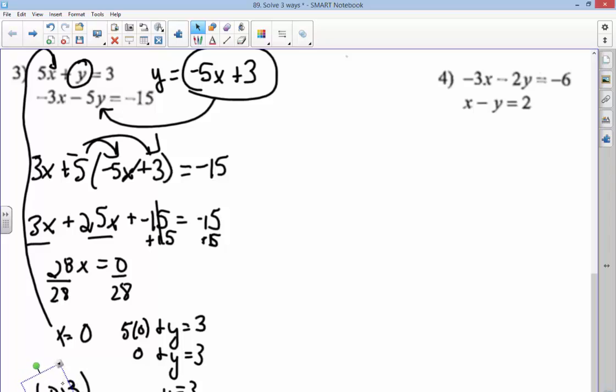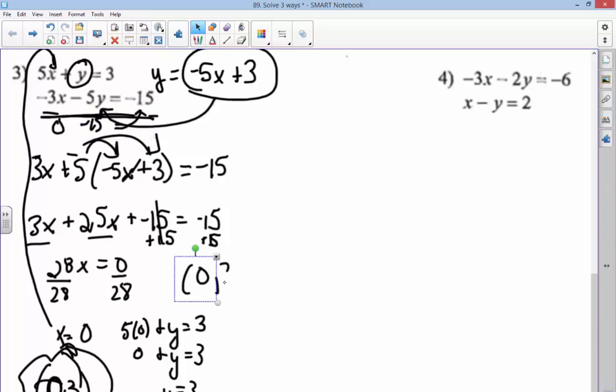Should be, oh my goodness, should be the solution. 0, 3. That reads 0, 3. Now, plug that into the opposite one. So for me, it would be this bottom one. Negative 3 times 0 is 0. Negative 5 times 3 is negative 15. Does that equal negative 15? Yay! So for sure, the solution is 0, 3.